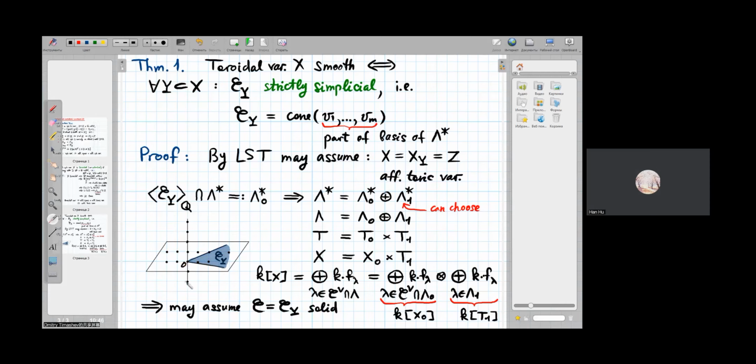And this second factor can be eliminated. So we can assume that this cone is solid. And this implies that the dual cone is pointed. Therefore, the dual cone, C check, is then pointed. So we reduce the smoothness question to an affine toric variety for which the cone defining this affine toric variety is solid and the dual cone is pointed. This is our reduction. Okay?